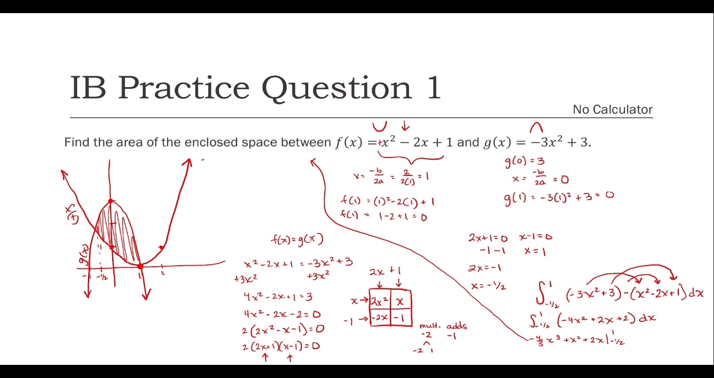So we have negative 4/3 times 1 cubed plus 1 squared plus 2 times 1. And then we have all of that minus our function with negative 1/2 plugged in. So it'd be negative 4/3 times negative 1/2 cubed plus negative 1/2 squared plus 2 times negative 1/2.